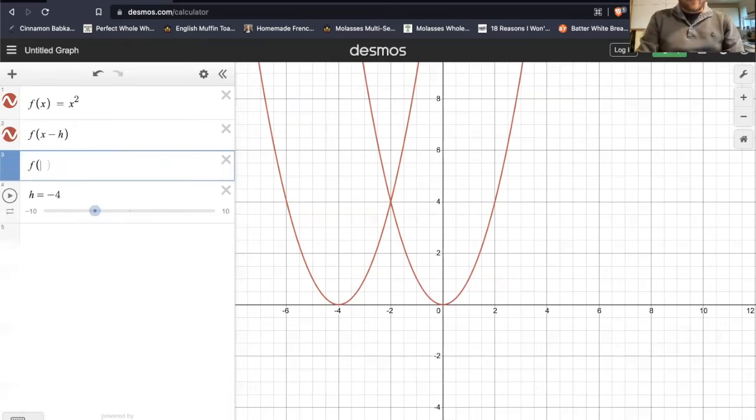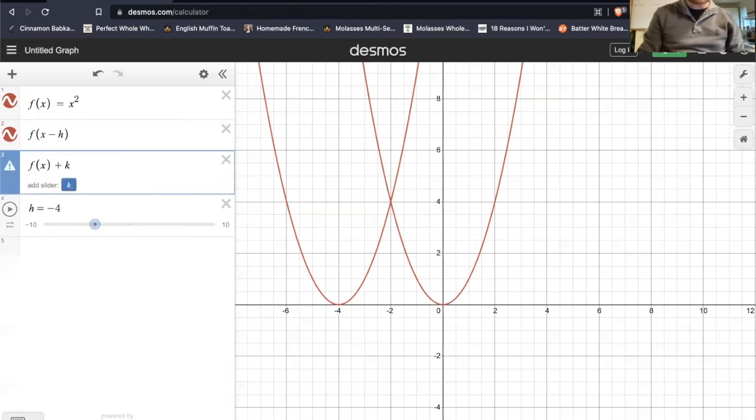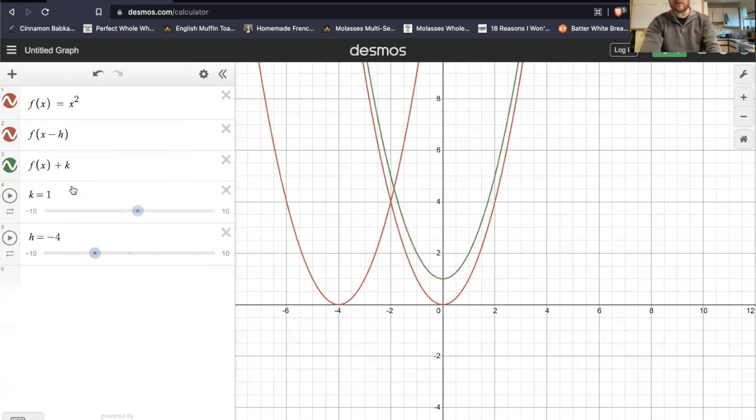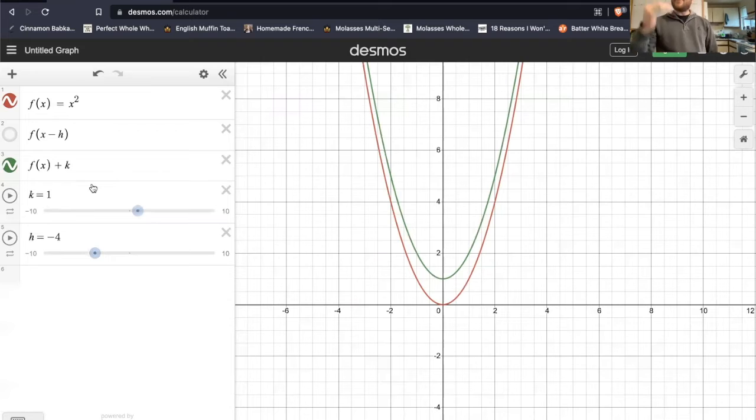Now, let's look at f of x plus k. And we are going to add the slider k. There we go. There's my k. And we can see, okay, when k equals 1, in fact, I'm going to get rid of f of x minus h right now. We're going to hide it, and we're just going to look at f of x plus k.